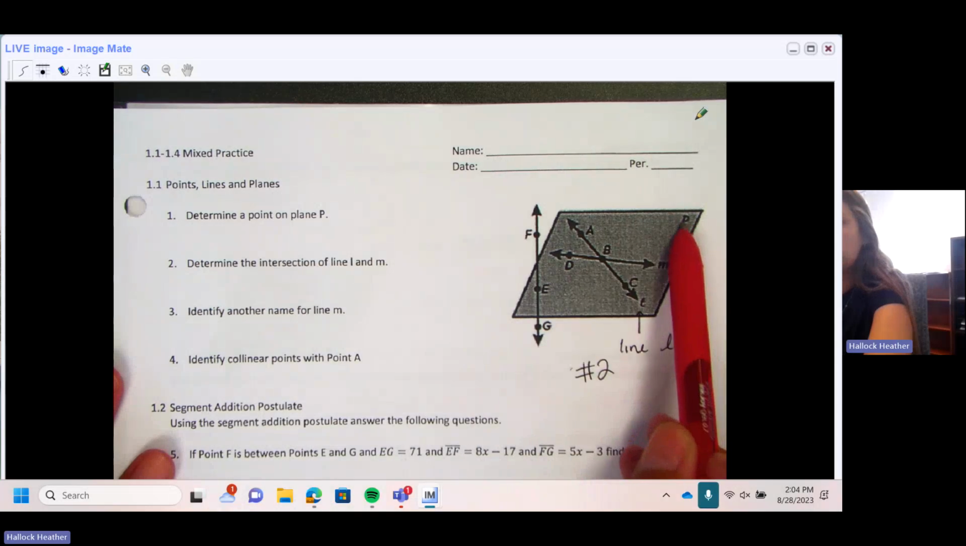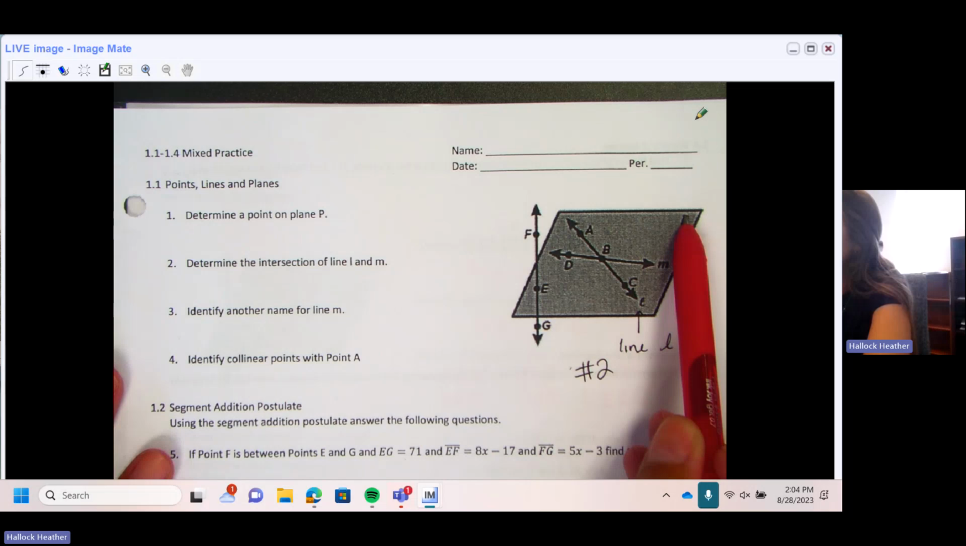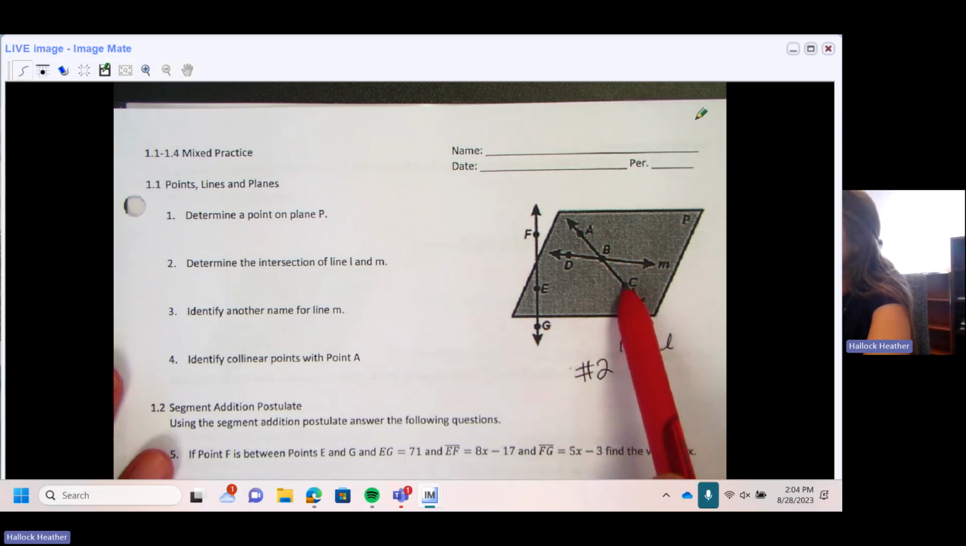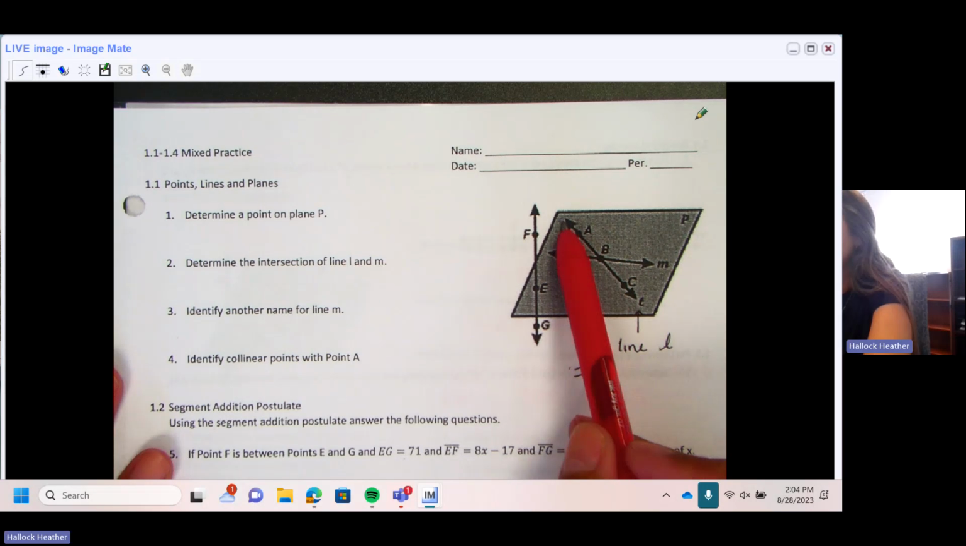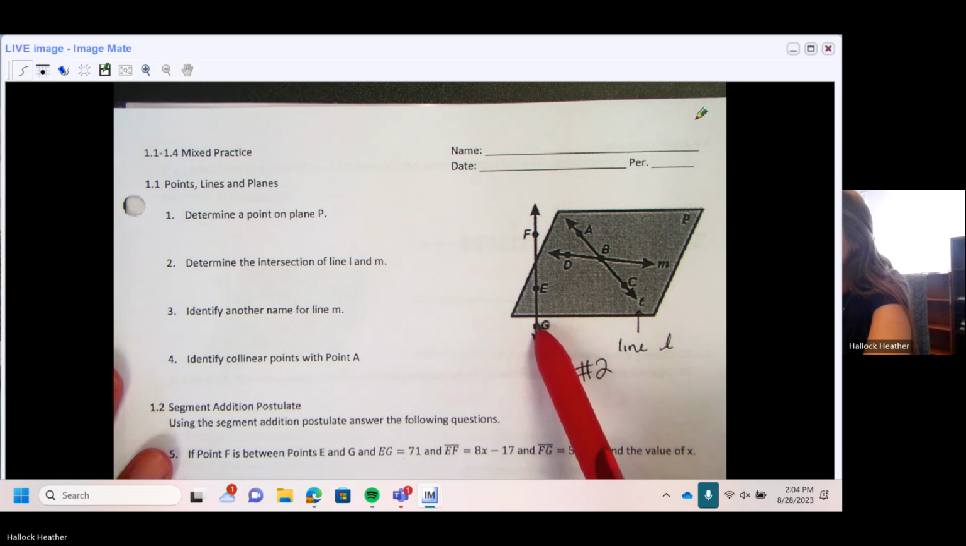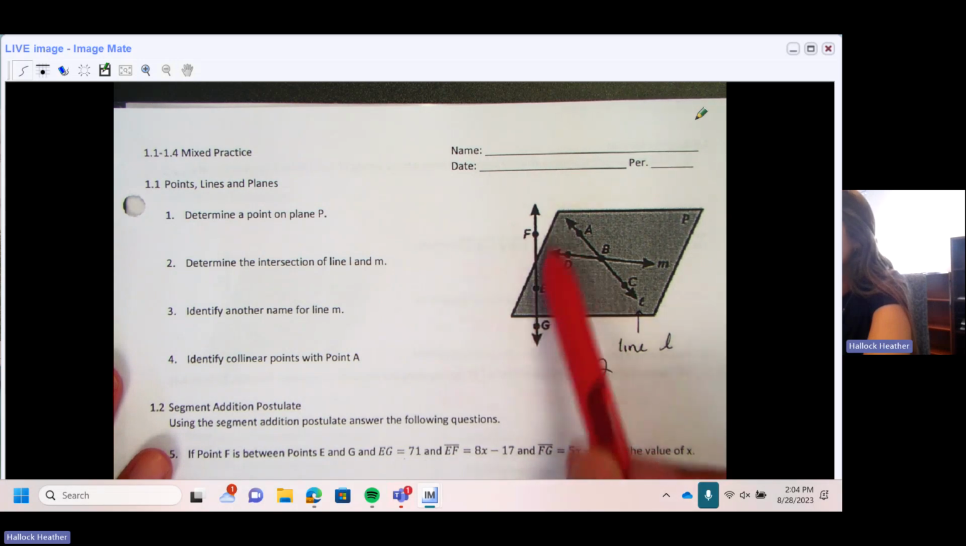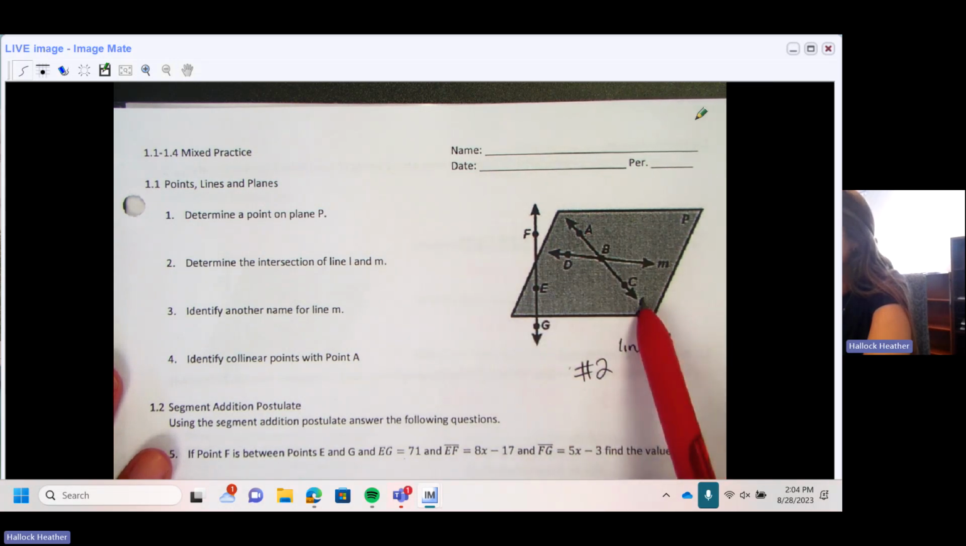So this is how they are labeling it, point P or plane P. Any point that actually falls on the line or on the plane would count for this. The only non-correct answers would be F or G, those are not points on the plane, or M or L. M and L are the names of the lines, so these are also not points.